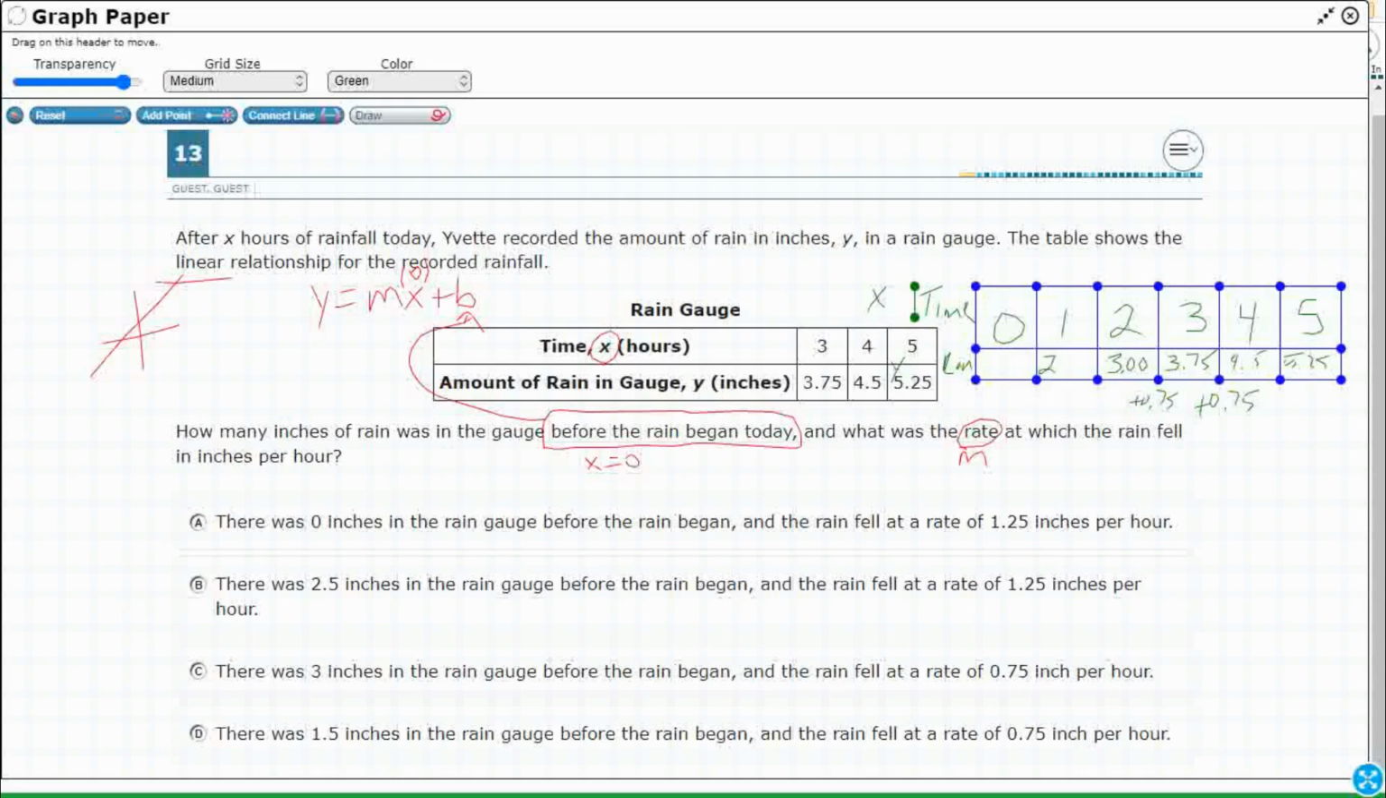Then I'm going to get 2.25. And if I keep going down, I'm going to get 1.50, or just 1.5. So I figured out the rate was 0.75 per hour. And if you back it all the way down to that 0 hour where x equals 0, look at what you started with. You started with 1.5. And we see that right down here at the bottom. There was 1.5 inches of rain in the gauge before the rain began, so that's x equals 0. And the rate fell at 0.75. That's your m. So our answer is D.